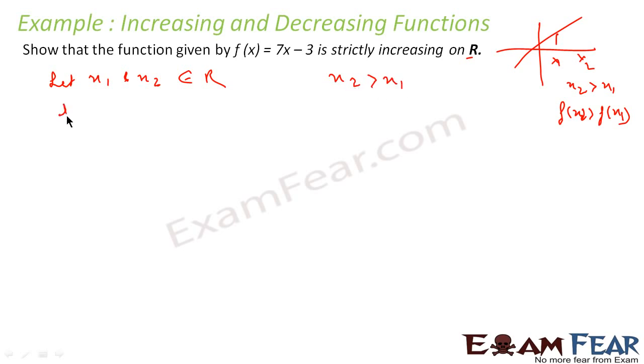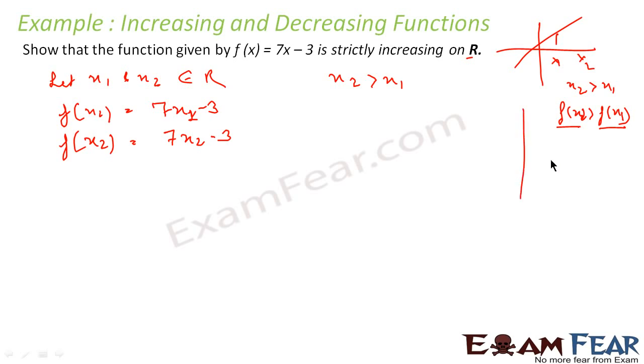Let's find f of x1. f of x1 is nothing but 7x1 - 3. Why am I finding this? Because I have to prove that f of x2 has to be greater than f of x1. To prove that these two hold this relationship, I first have to find f of x1 and f of x2. Similarly, f of x2 is nothing but 7x2 - 3. Now I have to prove that f of x2 is greater than f of x1.